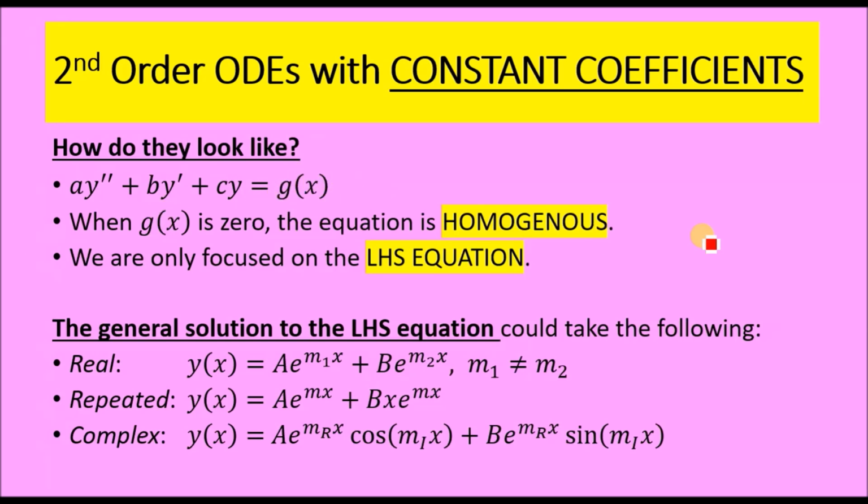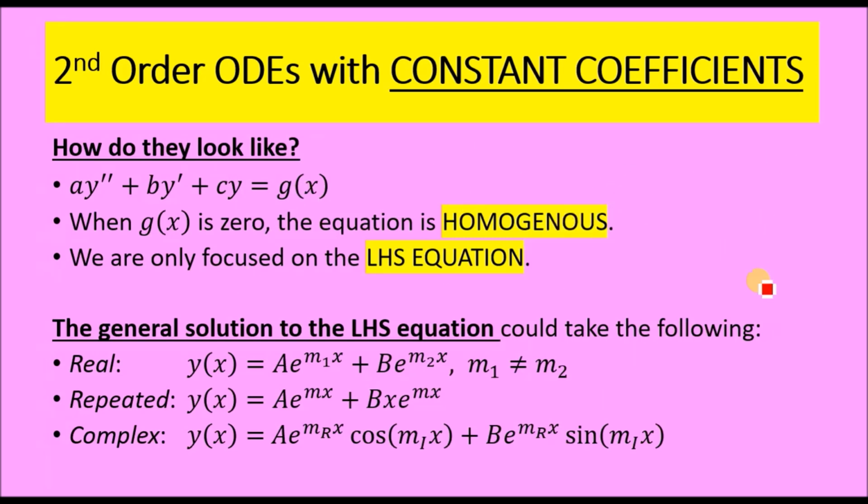Now, what we're actually interested in this kind of video is the fact that the second order ODE has constant coefficients, yeah? So A, B, and C are just numbers. We can just pretend that we don't care about the right hand side, yeah? A little keynote, guys. When g(x) is 0, the function on the right, this entire equation is known as a homogeneous or linear second order ODE, yeah? That's just some key terminology. Now, we are only focused on the left hand side, as I was saying.